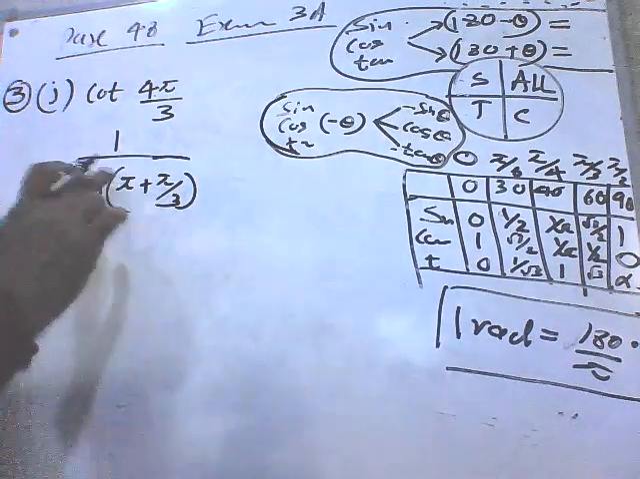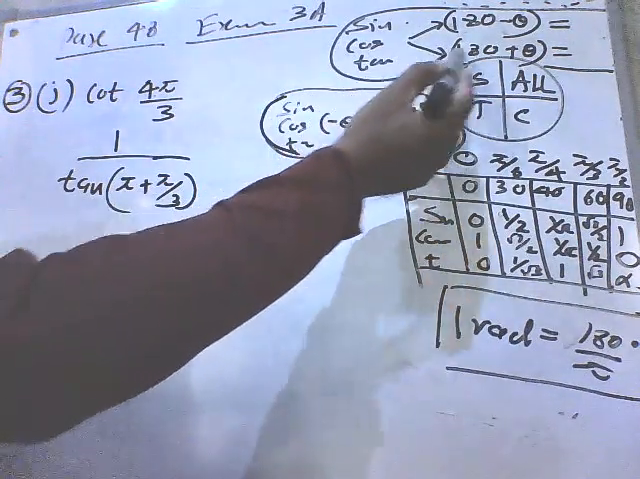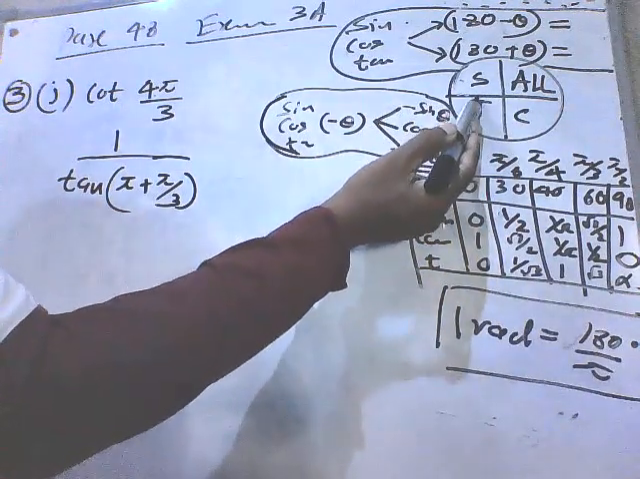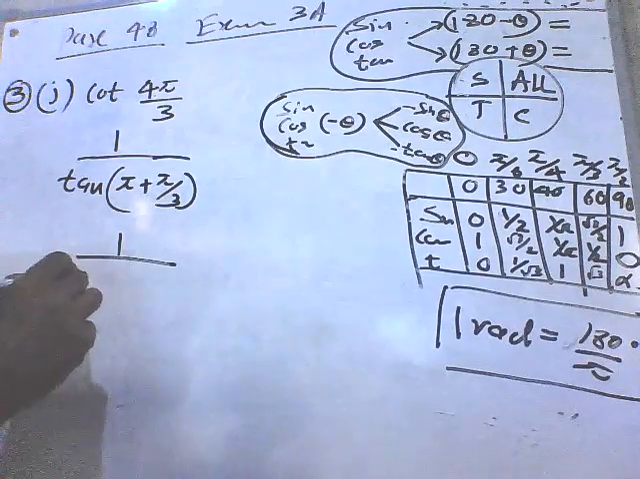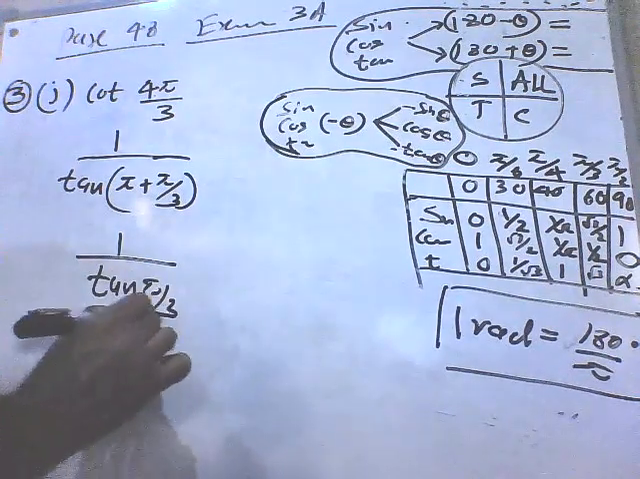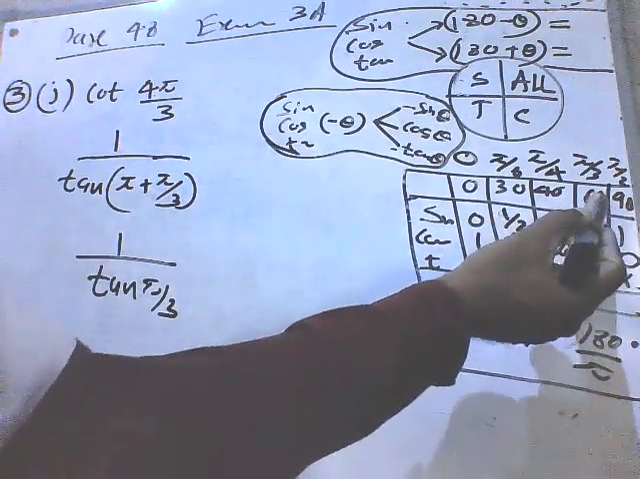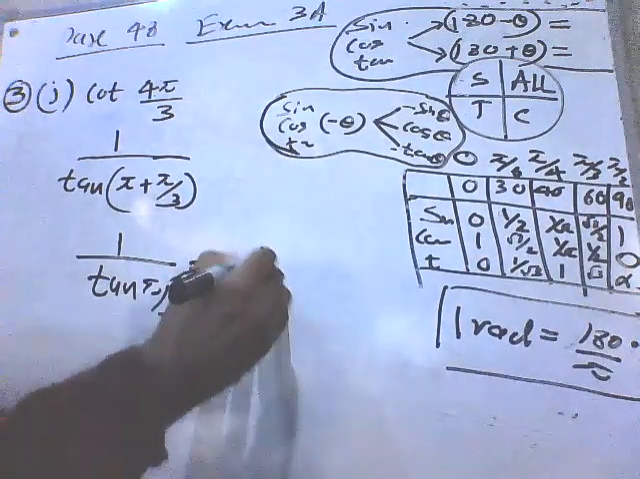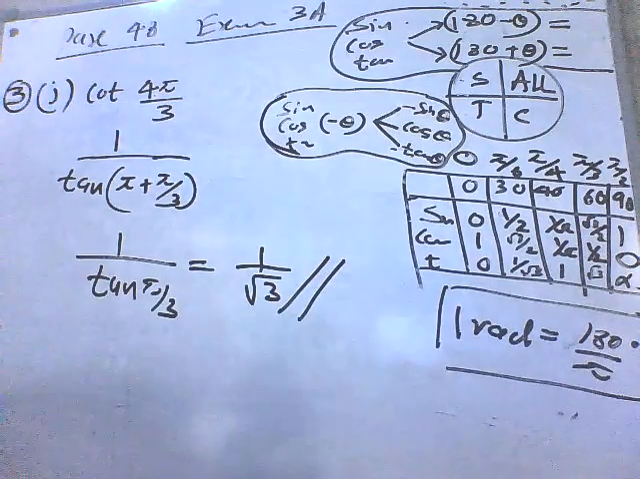We will see here 3 and 4. Then it comes to this 180 plus theta. So for 180 plus theta, tan is positive. So we get 1 over positive tan pi over 3. And tan pi over 3, that means 60, tan pi over 3 is root 3. So here we get 1 over root 3. So it is an exact value. Then you can stop. Right.